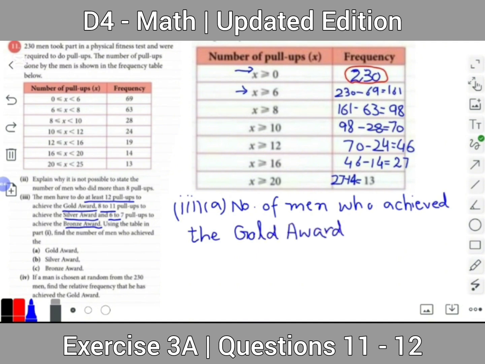So for the gold award, men have to do at least 12 pull-ups. So we have to search the value for at least 12 pull-ups, and the corresponding frequency for the number of pull-ups at least 12 is equal to 46. So the number of men who achieved the gold award is equal to 46 according to the table.